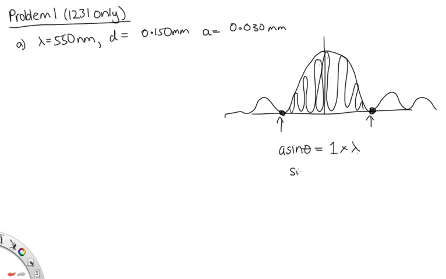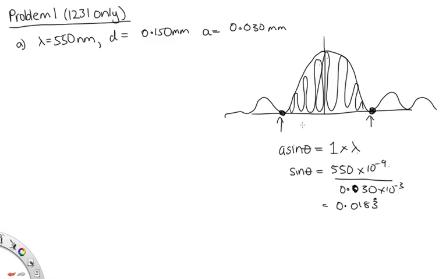We know that sine theta is equal to lambda, which is 550 times 10 to the minus 9, over a, which is 0.030 times 10 to the minus 3. So that tells us that sine theta is equal to 0.0183 with a repeater. So these threes keep on going. So that's the sine theta.